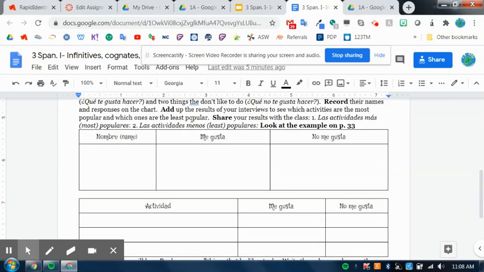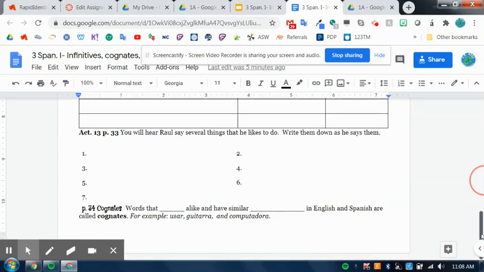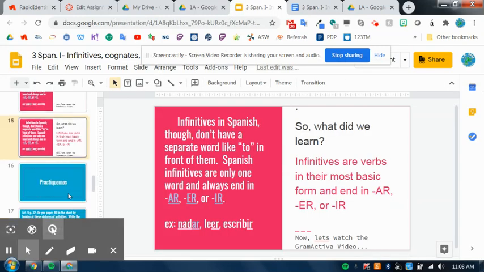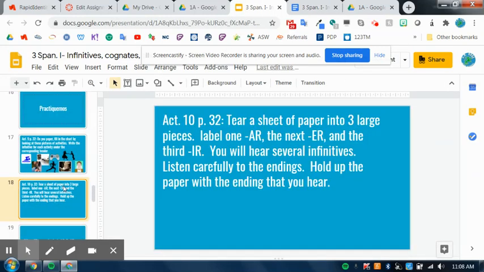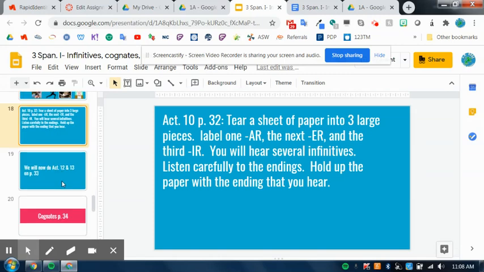This one is a group activity. We sadly could not do that on here. Let's see if we can do that one. Typically, I would do this one in class to see if you can hear the difference between AR, ER, and IR. So I'll go ahead and just say them.